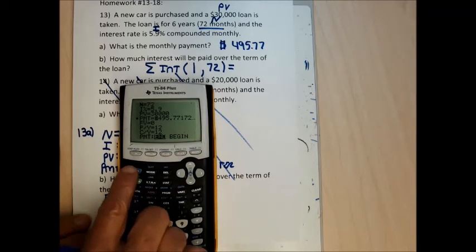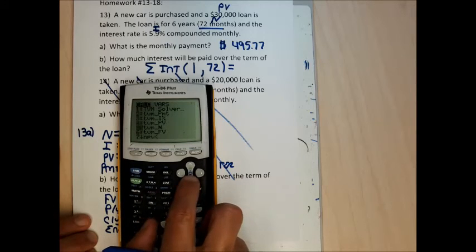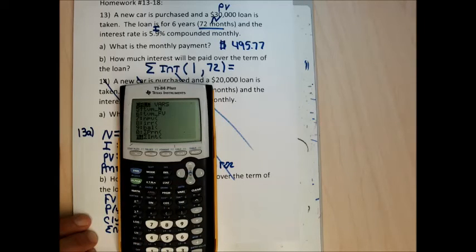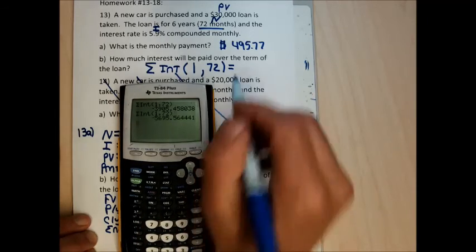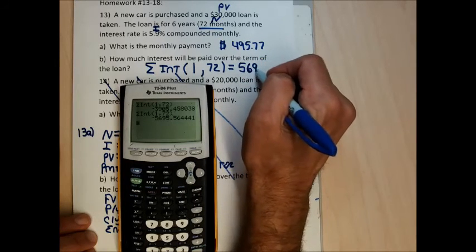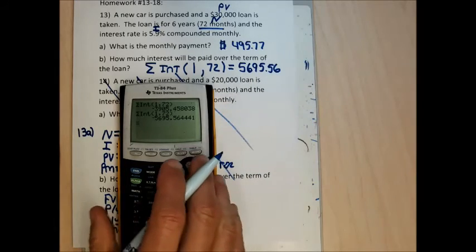So I'm going to get second and the quit mode key, and then Apps, Finance. I go down to option A that says sum of interest. I hit enter again. Then I type 1,72, close out my parentheses. I hit enter and I'll round to 2 decimals. The answer to part B is $5,695.56.